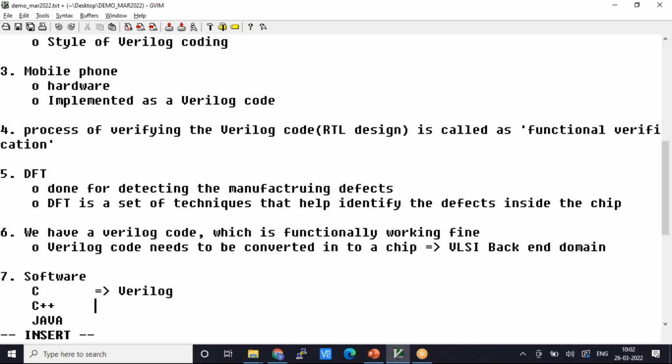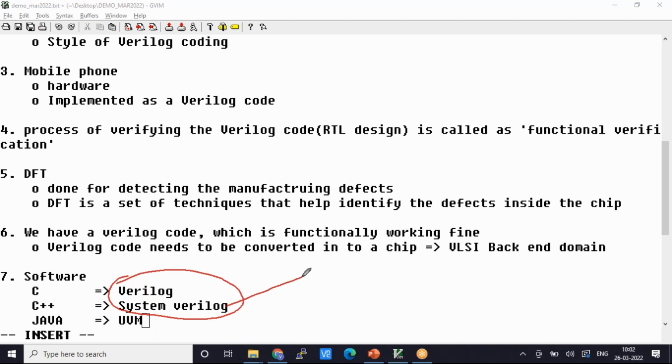Verilog, System Verilog, UVM. If you know any of these programming languages on the left hand side, C, C++, for you learning this will be very easy. Anytime during your graduation or after graduation, if you have done either C or C++ programming, learning Verilog and System Verilog is very easy, because even System Verilog is object-oriented programming.